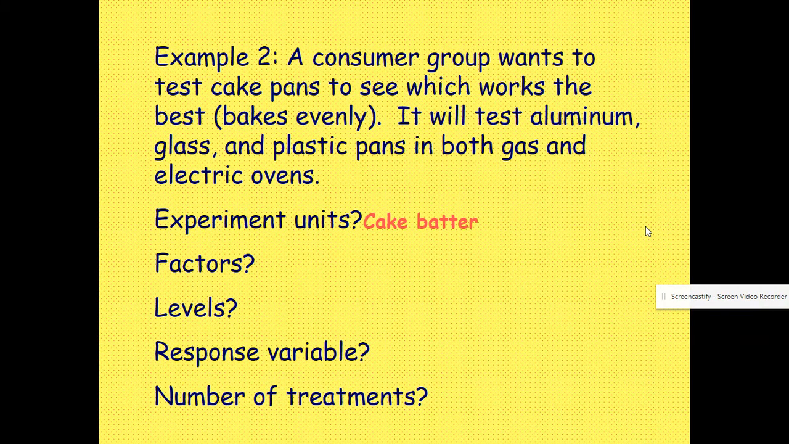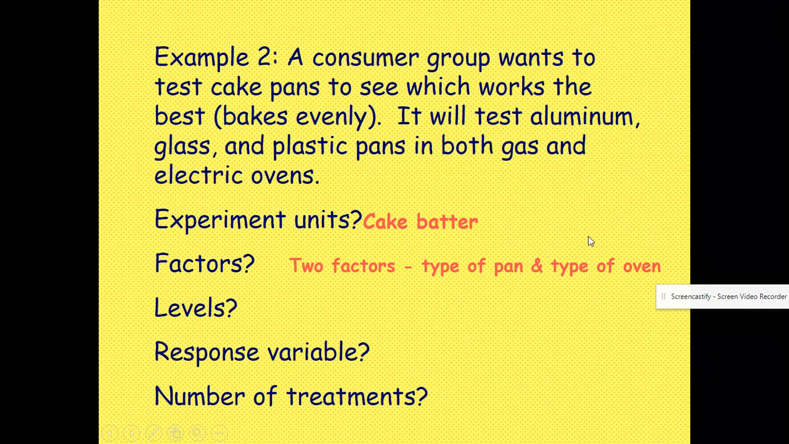If you started this problem and started writing it through and you didn't answer experimental units correctly, you would probably catch your mistake at some point. What are our factors? Pan material and oven type. And you don't have to write 2 factors, you can just write oven type, pan type, that's fine.